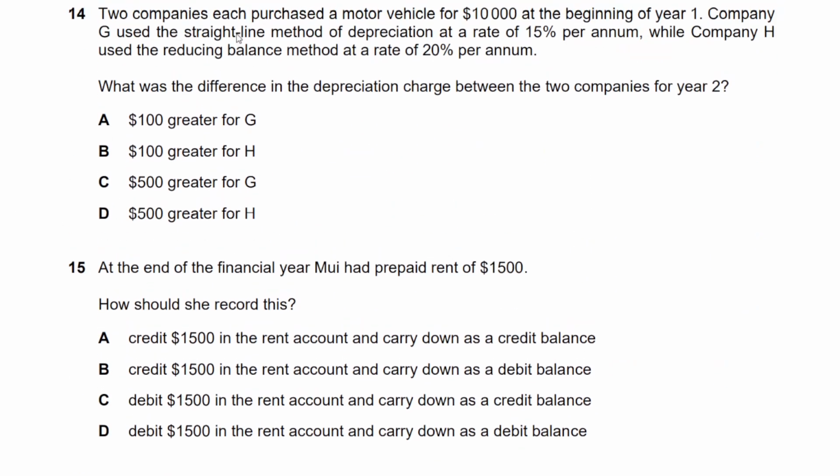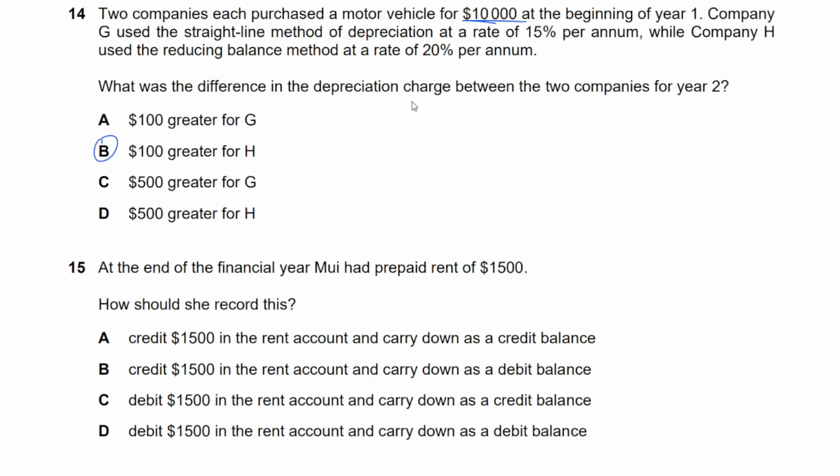Number 14. Two companies each purchased motor vehicles for 10,000. Oh, okay, I recognize this from the previous video. You can go back to it and understand the question. The answer I also remember is B, 100 greater for H, but you never know. What if they change some of the details?